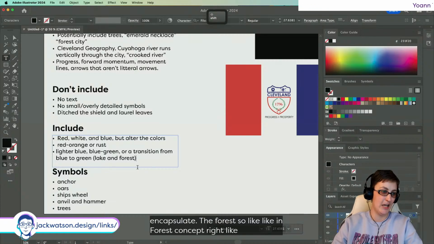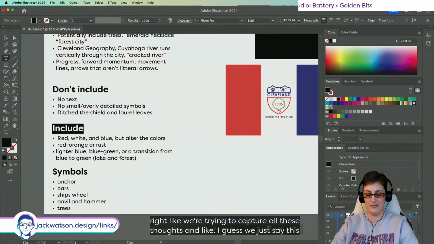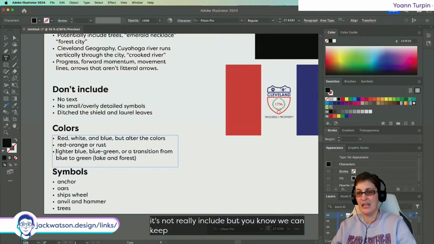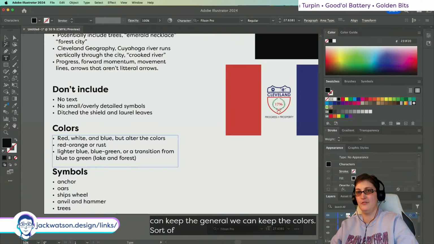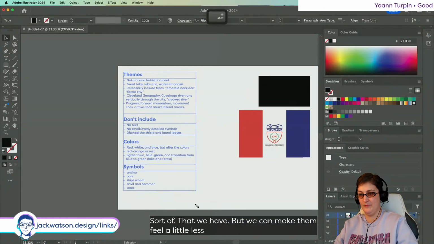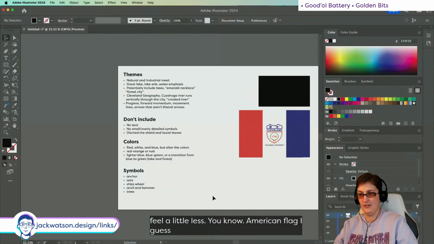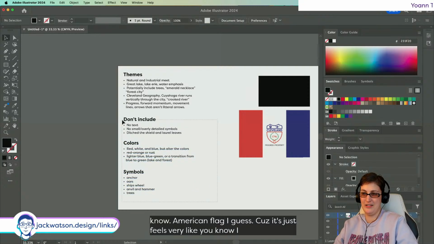We're trying to capture all these thoughts, and I guess we could just say this is colors, since it's not really include. But we can keep the colors that we have, but make them feel a little less American flag, I guess. Because it just feels very, you know, I don't know, you know what I mean?